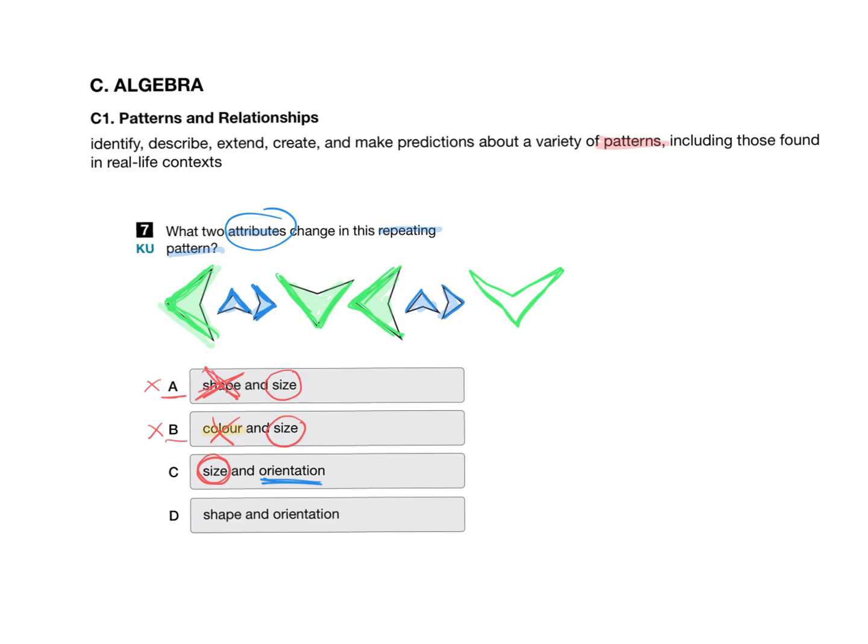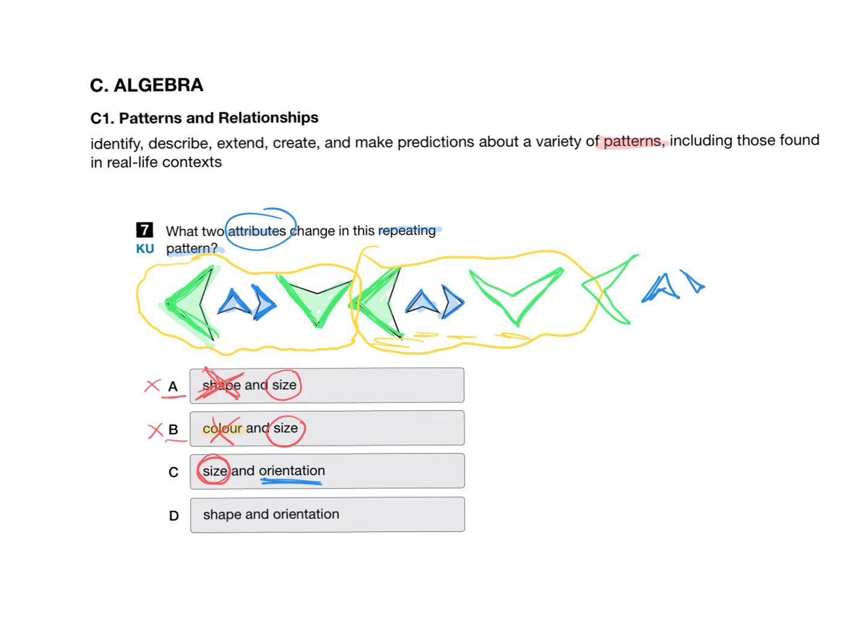Which is the part that repeats? So let's circle which part of this pattern actually repeats. So it goes left, up, right, down. And then it continues to repeat that over and over and over. So it goes left, up, right, down. Left, up, right, down. What would come next? Left, up, right, down.